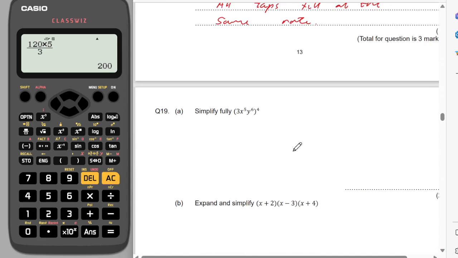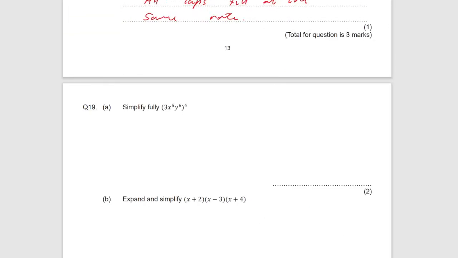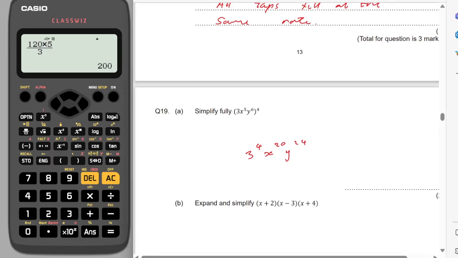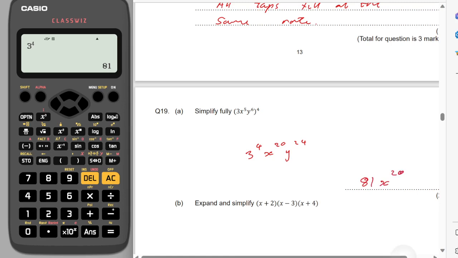Okay, simplify fully. I don't think we need a calculator for this. Simplify fully, we're going to have 3 to the power 4 times by x to the power, we multiply them, 20, times by y to the power, times them, 24. So I'm going to use my calculator for the first part though. What is it? 9 times 9, it should be 81. So we're looking at 81 x to the power 20, y to the power 24.